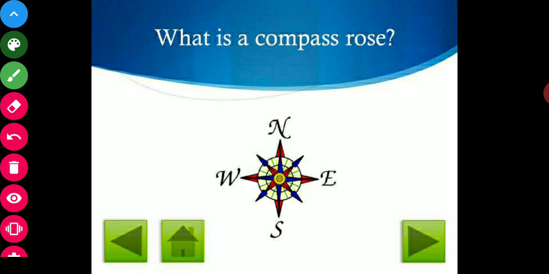Now, what is a compass rose? A compass rose is an instrument which helps us to determine the direction of a place. It is also called a magnetic compass. Its magnetic needle always points in the north-south direction.